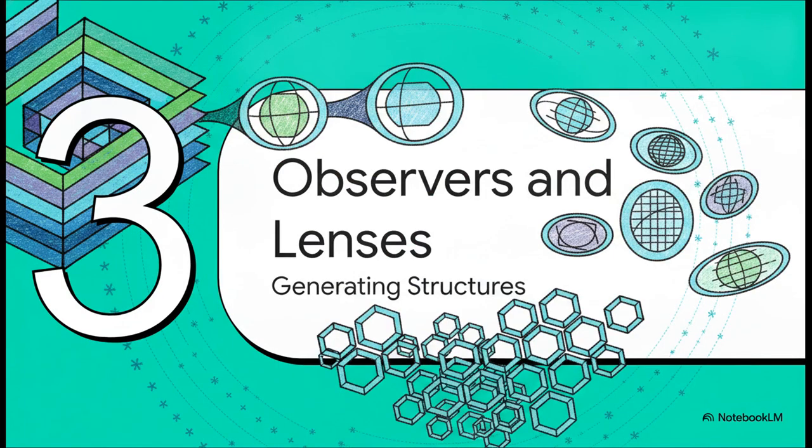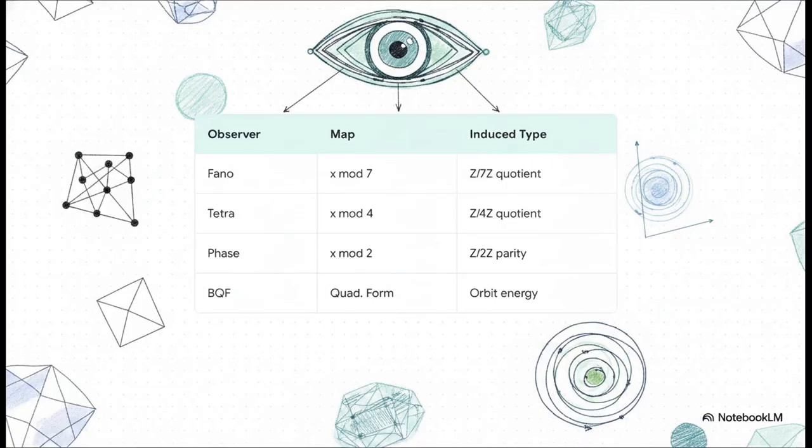All right, section 3, observers and infinite lenses, generating structures. Let's see how this coin ring builds into something massive when we introduce what the model calls observers. Observers are simply different mathematical quotient maps. You can think of them as lenses through which we view the exact same set of flipping coins. Depending on the specific math you use to look at the state, completely different geometries pop out. Modulo 7, you get a phonoplane. Modulo 4, bam, a tetrahedron. If you look for quadratic invariants, you get an energy metric. Same bits, totally different worlds.